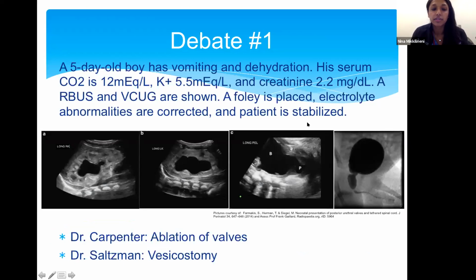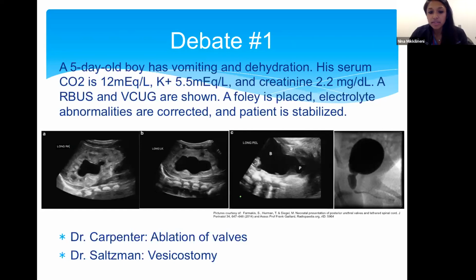It's a 5-day-old boy who has vomiting and dehydration. His serum bicarb was 12. His potassium was 5.5, and his creatinine was 2.2. Renal bladder ultrasound and a VCUG are shown. A Foley was placed. His electrolyte abnormalities were corrected, and the patient was stabilized.